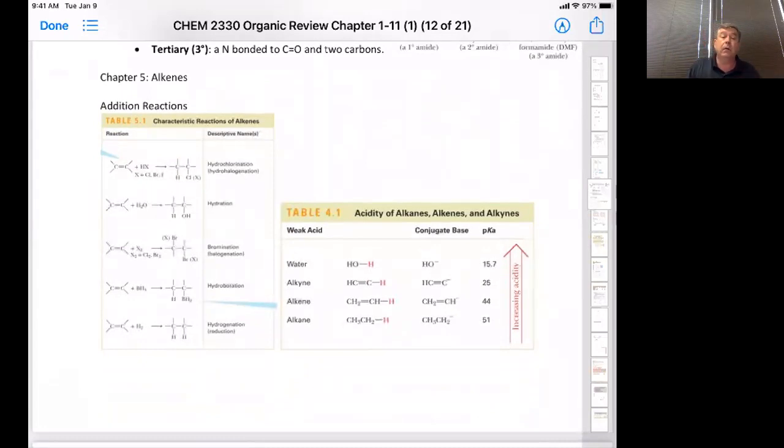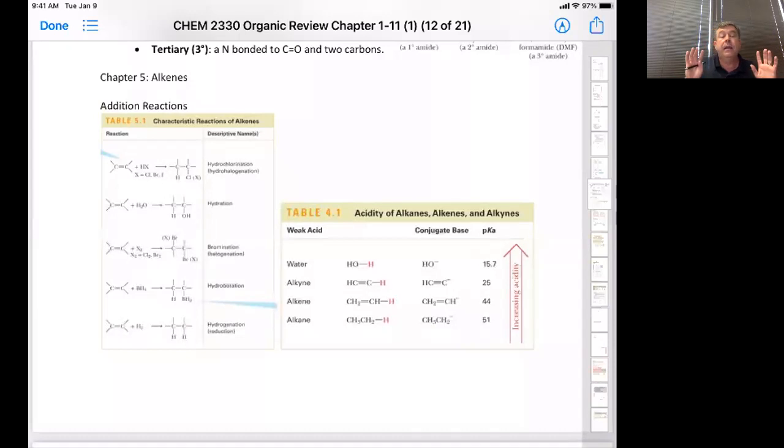We could also add water across it. That's hydration. And we can add halogens across it. So you get 2 halogens added on there. That's halogenation. And remember, they all had kind of different mechanisms on how they did it.